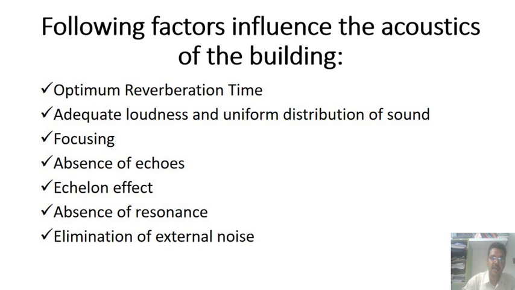The second one is adequate loudness and uniform distribution of sound. The loudness is the effect produced on the ears. Uniform distribution of loudness is necessary for satisfactory hearing. Loudness can be increased by using large sounding boards behind the speakers, and suitable absorbents on periodic walls in the hall. That is how we maintain adequate loudness and uniform distribution.